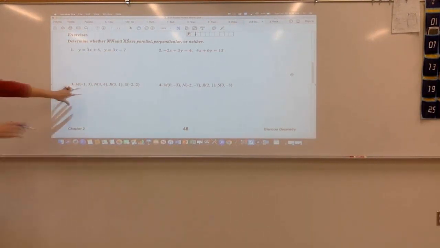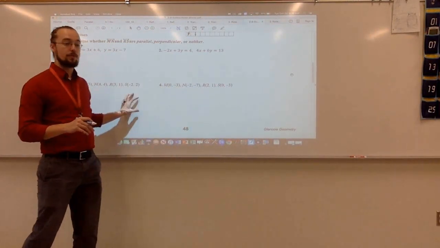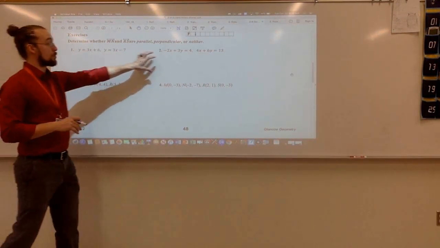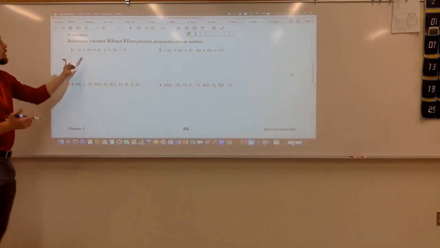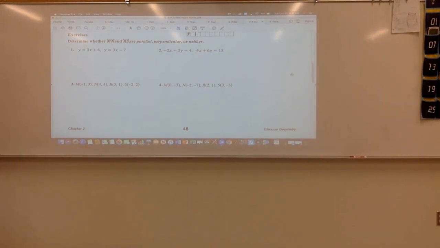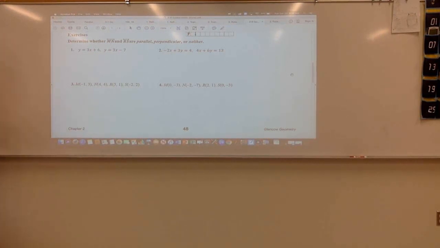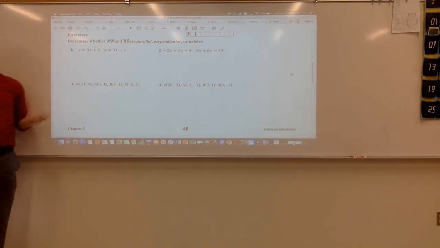So yesterday we did problems like 3 and 4, where we had to find the slope between points and determine whether the slopes were the same. But we didn't really look at ones where we were just given equations. So if I look at number 1, I want to determine whether these two lines are parallel, perpendicular, or neither. So first we want to figure out what the slopes are.